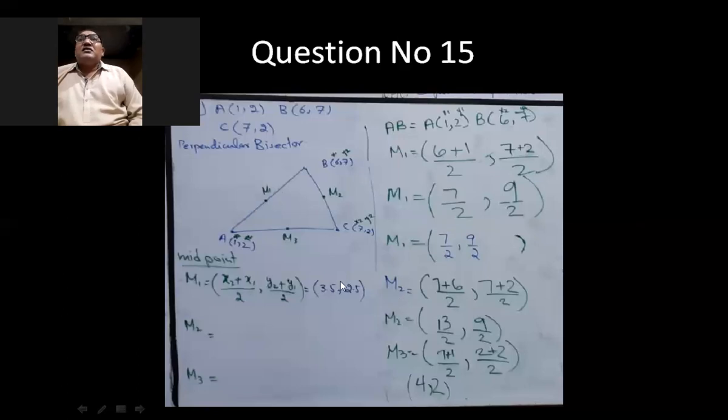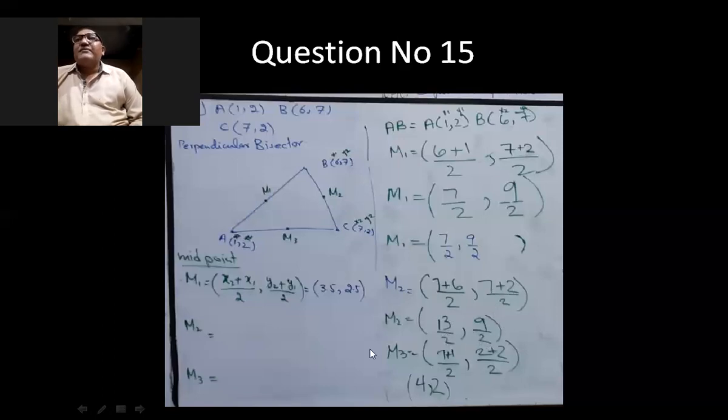And if you want to find out the midpoint of BC, same formula, x2 plus x1 divided by 2, comma y2 plus y1 divided by 2: 7 plus 6 divided by 2, comma 2 plus 7 divided by 2. 7 plus 6 is 13, so it will be 13 by 2.